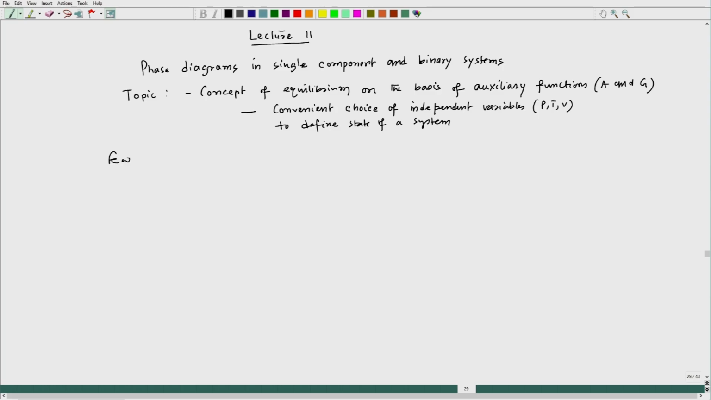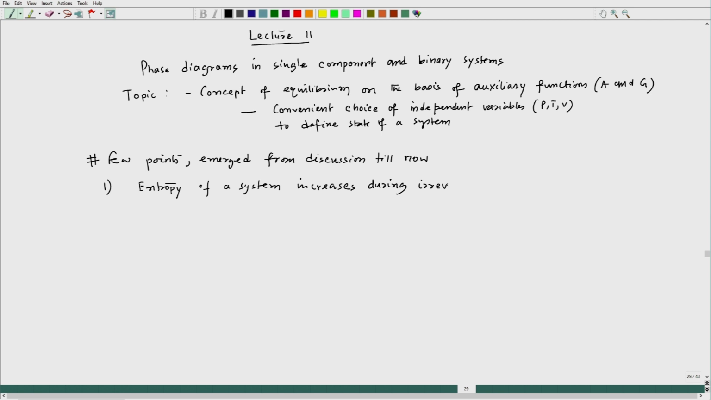A few points from the discussion till now. One is that if the entropy of a system increases, we can say this is a natural or spontaneous process.